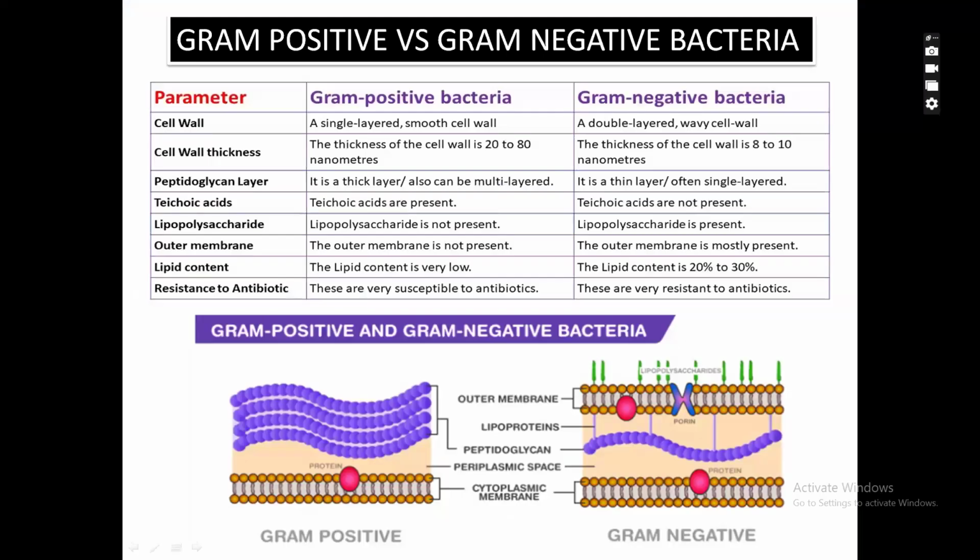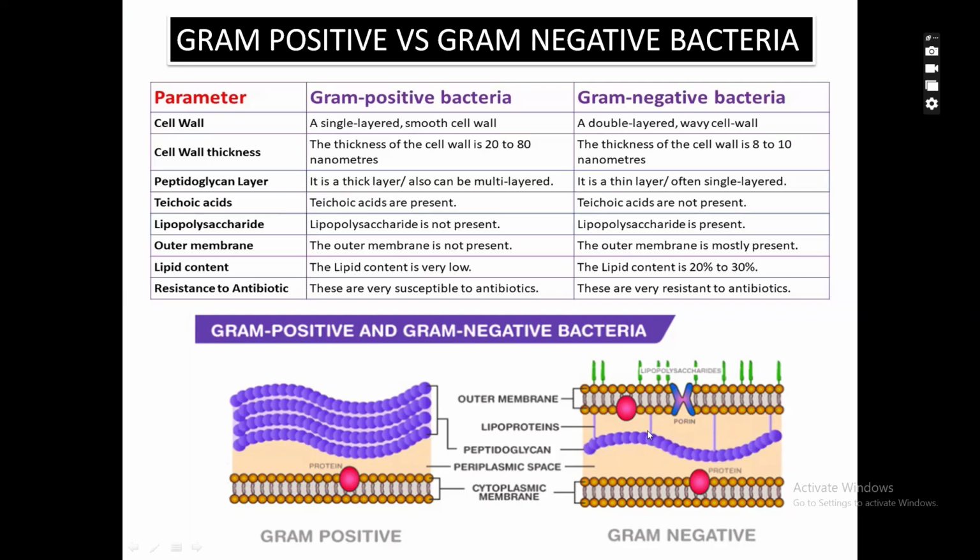Starting with the difference between gram-positive and gram-negative bacteria. We have two types of bacteria, gram-positive and gram-negative. The most important difference between these two is the thickness of the peptidoglycan layer. In gram-positive bacteria, the peptidoglycan layer is multi-layered and thick-walled. In gram-negative bacteria, the peptidoglycan layer is thin and single-layered, but it has an additional covering of outer membrane along with the peptidoglycan layer.